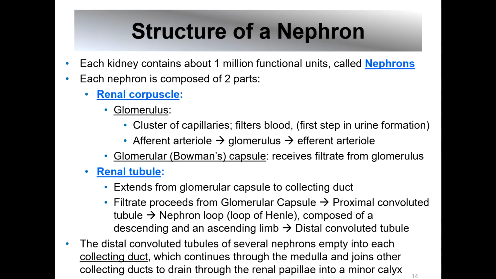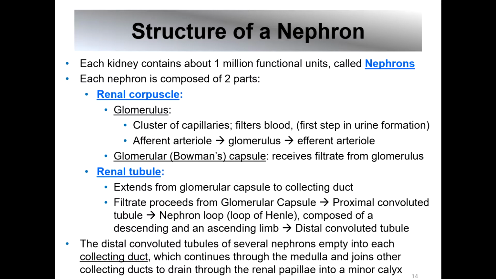Each kidney contains about 1 million functional units, or nephrons, and each nephron is composed of two parts: the renal corpuscle and the renal tubule. The corpuscle consists of a glomerulus. The glomerulus is the filter, the capillary bed inside of the corpuscle. Surrounding the corpuscle is the glomerular or Bowman's capsule.